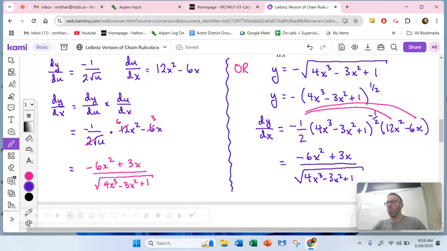Which method do you prefer? You could probably make a case for either method. It's really just whatever you're comfortable with. Both are fine.